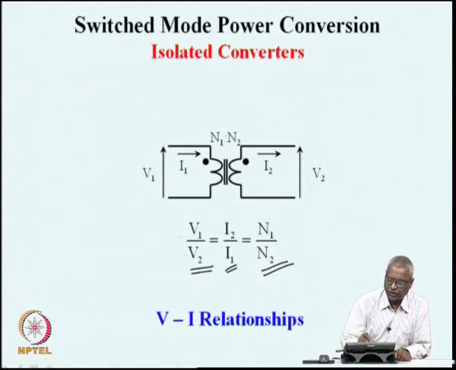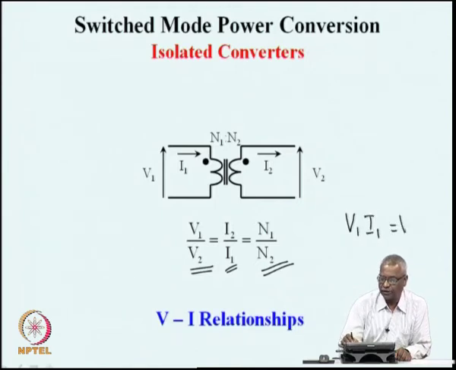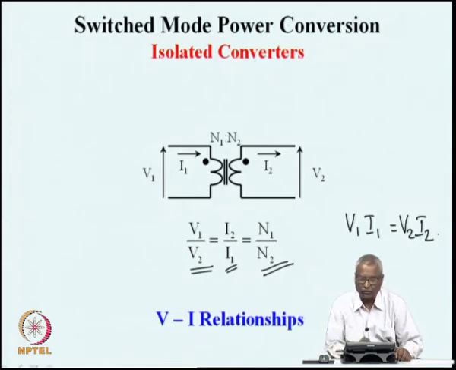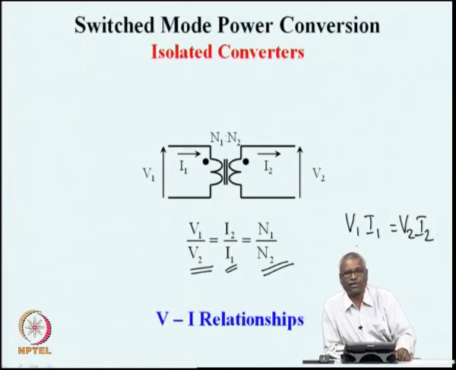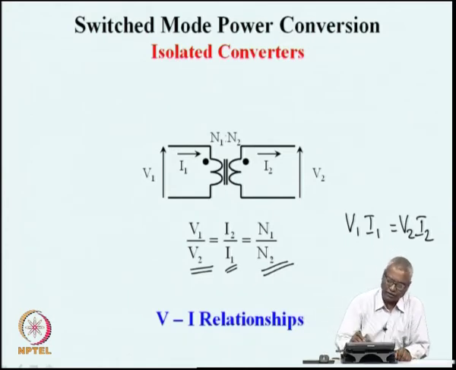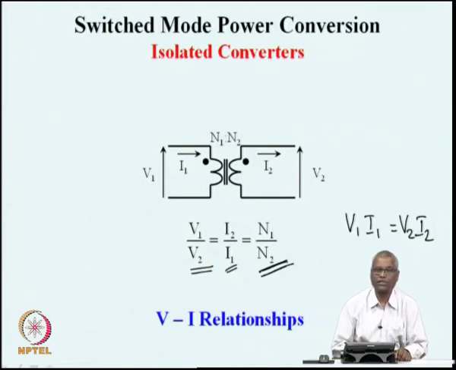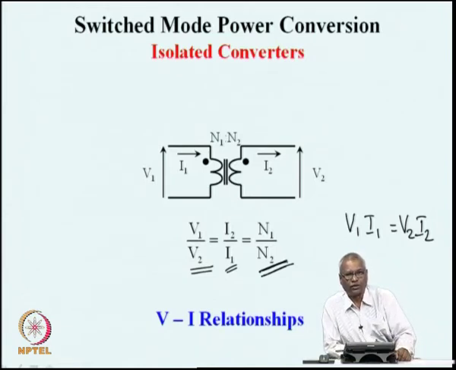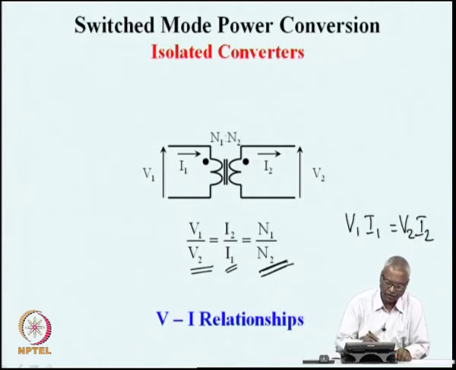This is very simple to understand, because in a transformer where there are no losses, V1 I1 is equal to V2 I2, that is, input power is output power. On account of that, you will see that the ratio of V1 by V2 will be the inverse ratio of I2 by I1, and that turns out to be the number of turns ratio, or N1 by N2. In general, this is simply called the turns ratio of the transformer.